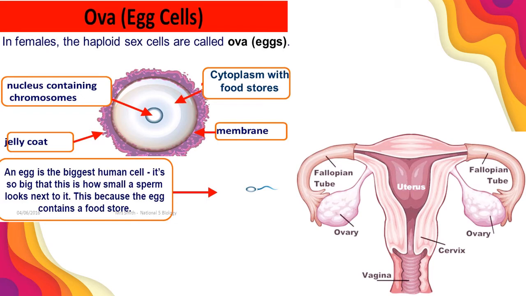It has a nucleus embedded in cytoplasm. Outside the membrane is a jelly coat. The function of an ovum is to pass mother's genetic information in the zygote formed during fertilization. A zygote is a diploid cell.